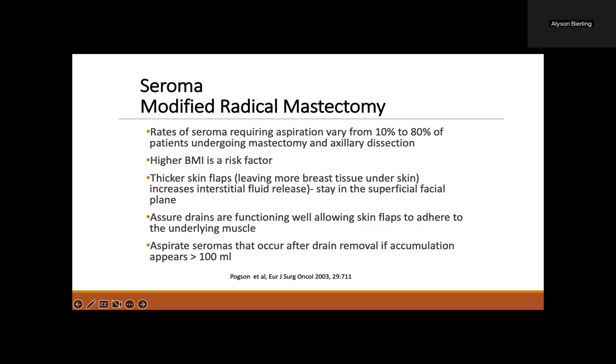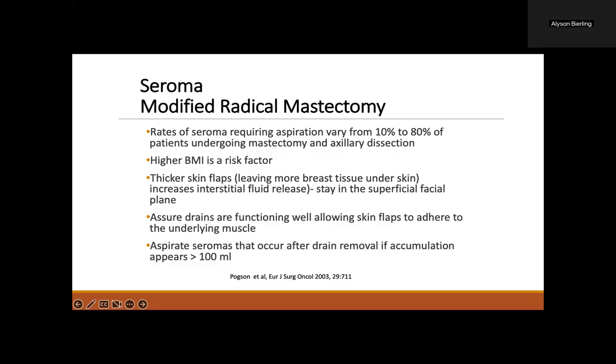Then seroma, which we talked a little bit about yesterday. Seromas after modified radical mastectomies that actually require aspiration vary from 10 to 80% of patients undergoing mastectomy and axillary dissection, depending upon what study you look at. It's a huge range, isn't it?